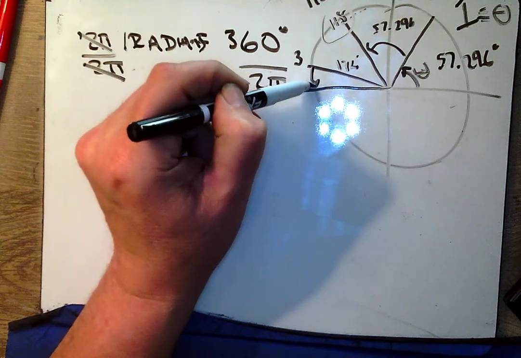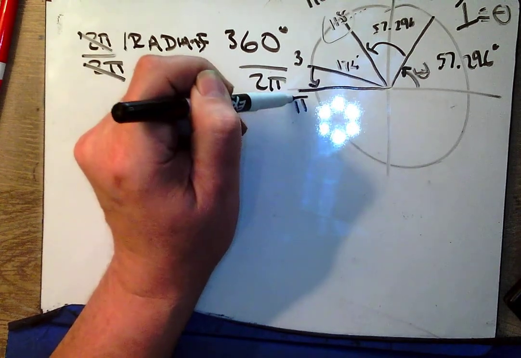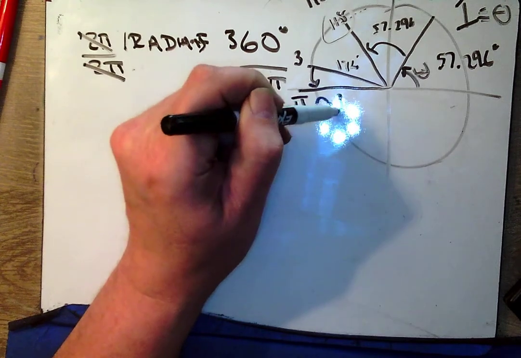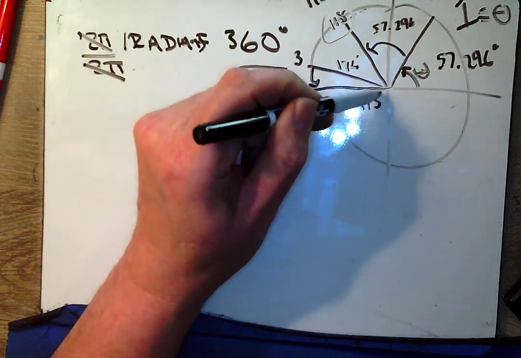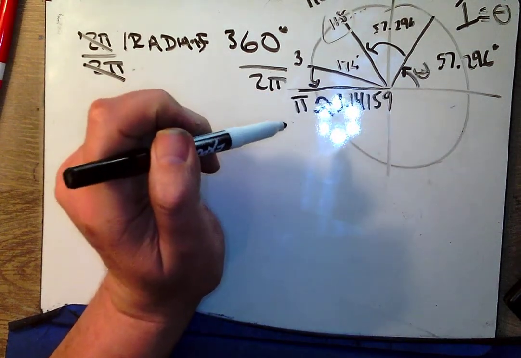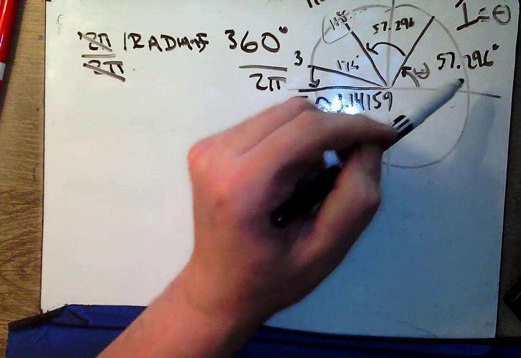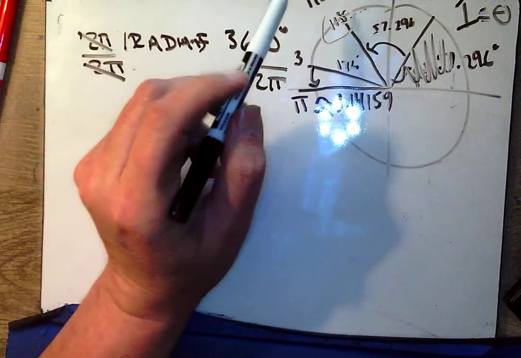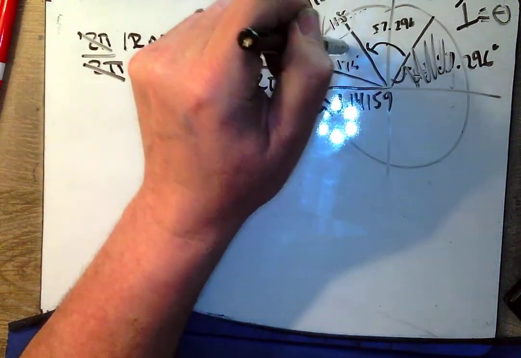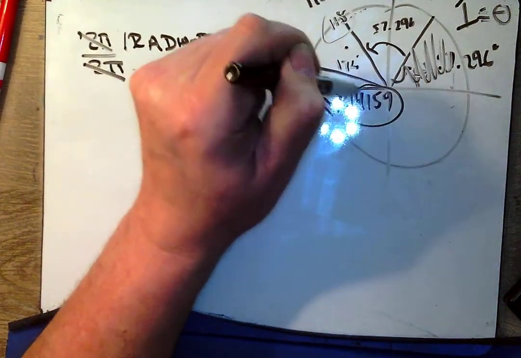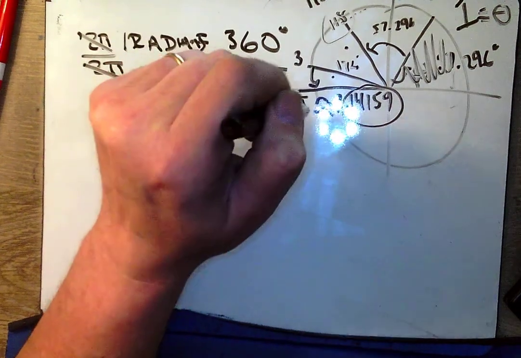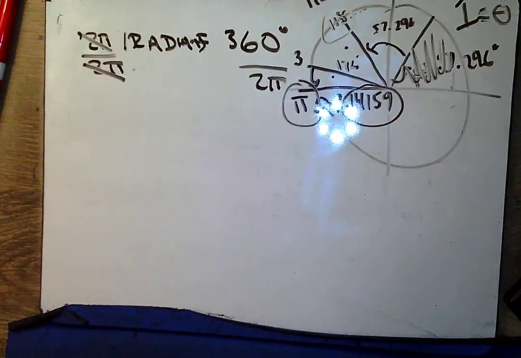But look, a little more. This is pi radians, or 3.14159 radians. Oh, I see. So a radian is about that much, and I can put 3 full ones and a part of a radian in here, and that's going to be the same as pi radians.